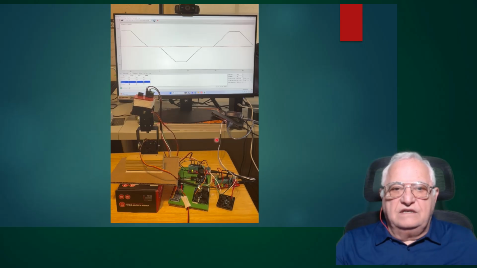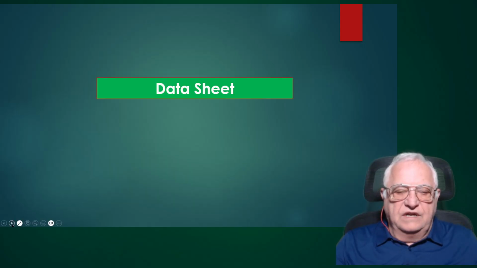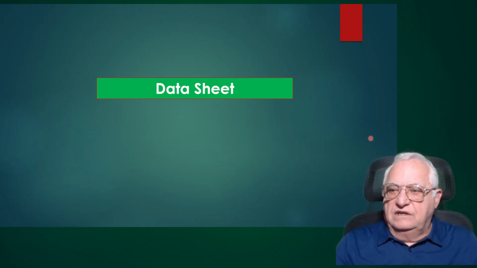So that's the whole idea. We get gyroscope data, we get acceleration data, we combine them to get the best of each. So let's continue. What we're going to do next is go to the data sheet, so we see where I got all the information.